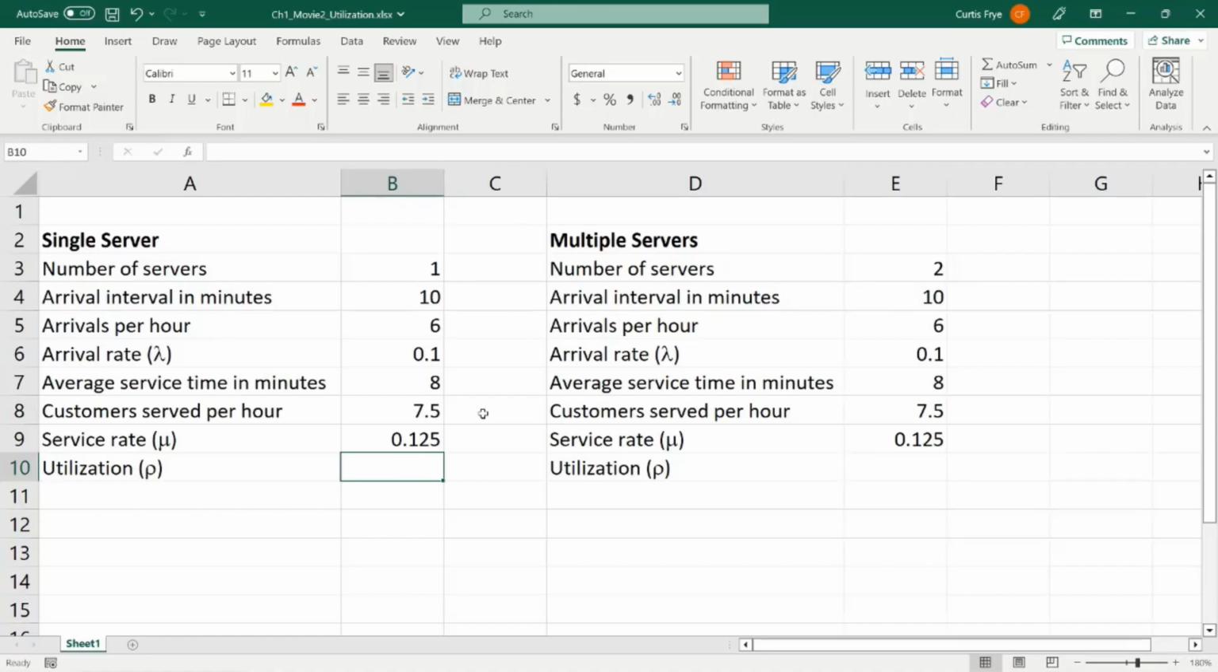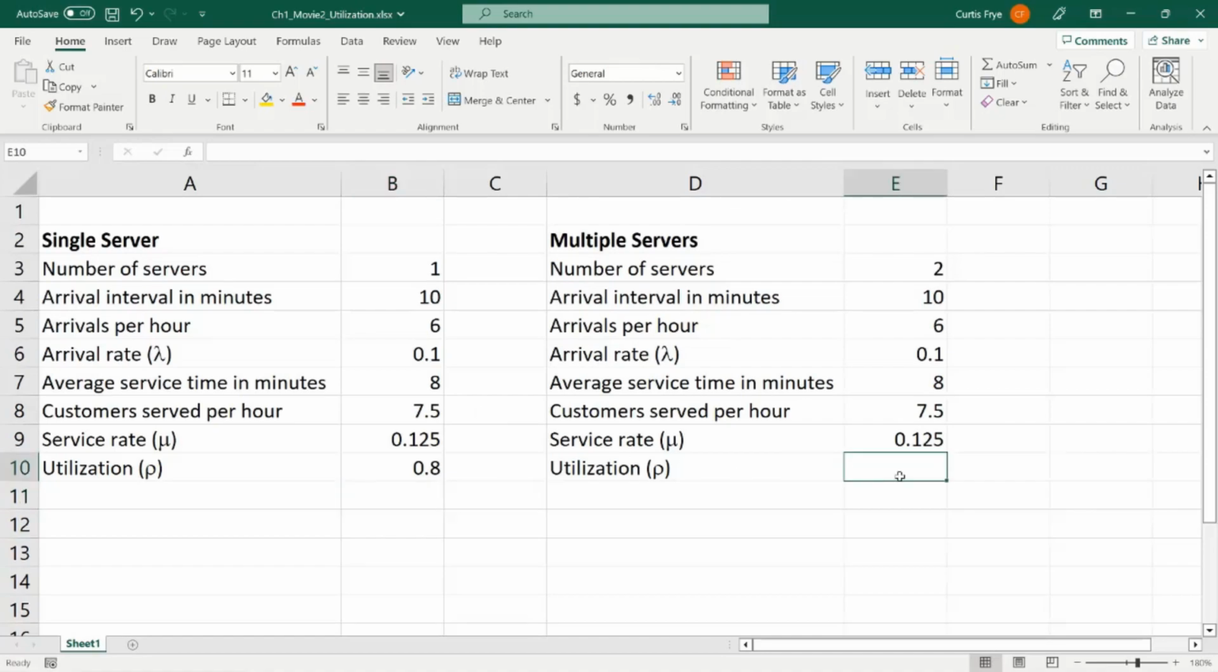Utilization is our lambda, or arrival rate, divided by the service rate, or mu. So in cell B10, for the single server case, I'll type equal, and that will be B6 divided by B9, and enter, 0.8, that's great.